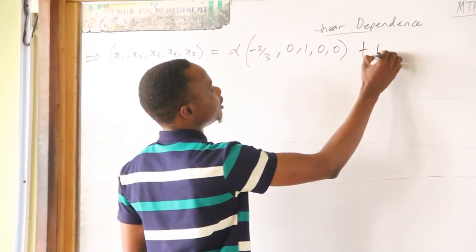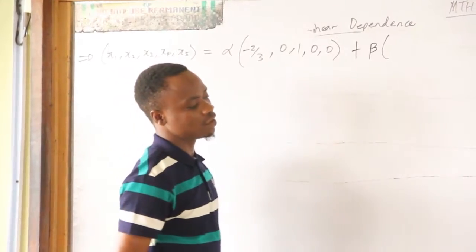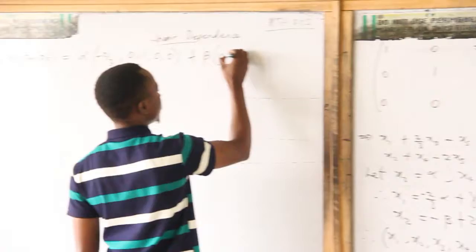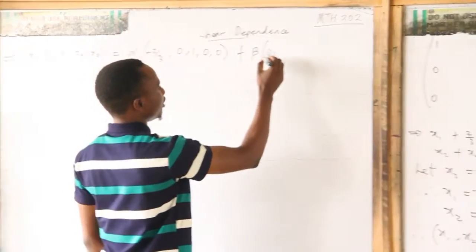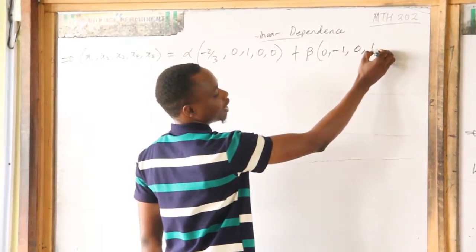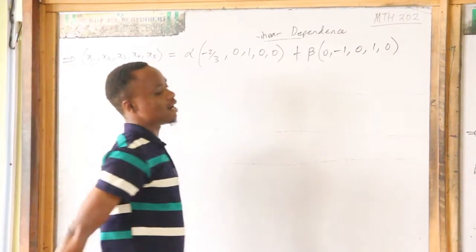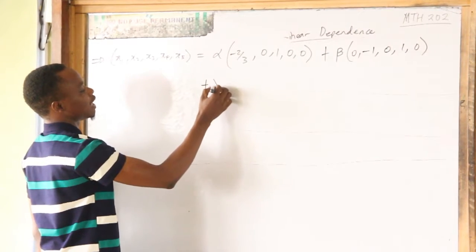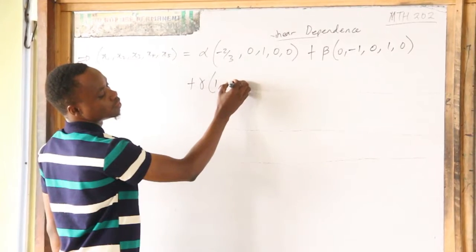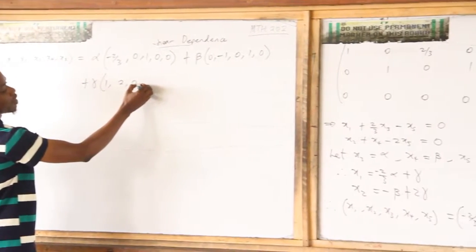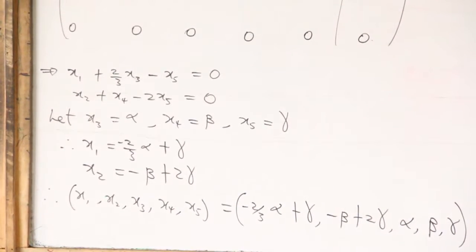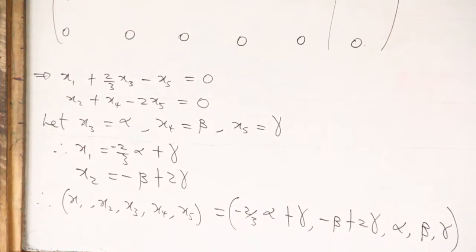It's going to be plus beta. I'll pick beta next and write out the coefficients of beta. The first one is 0, in the second one minus 1, the next one 0, 1, 0. And finally, the last parameter is gamma. Gamma in the first one is what? 1, the second one 2, the third one 0, the fourth one 0, the last one 1. Is it making sense to you? So what have we done now?